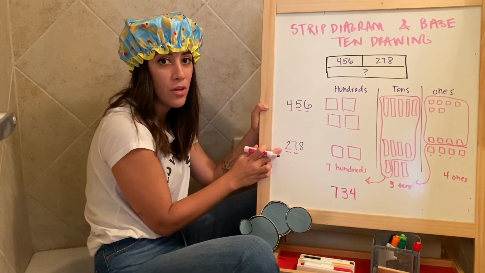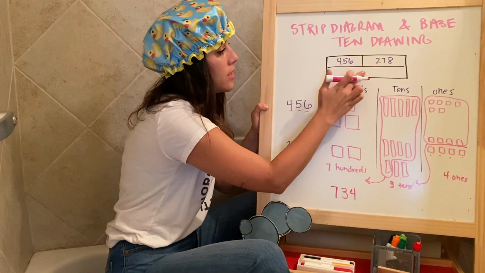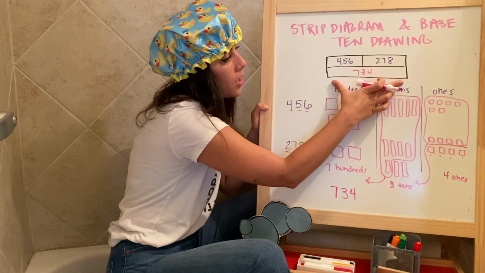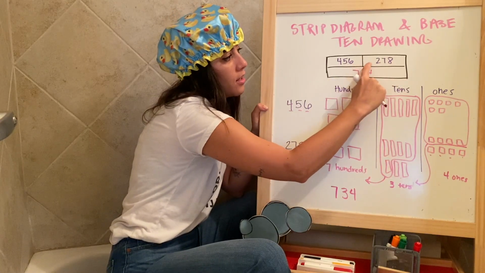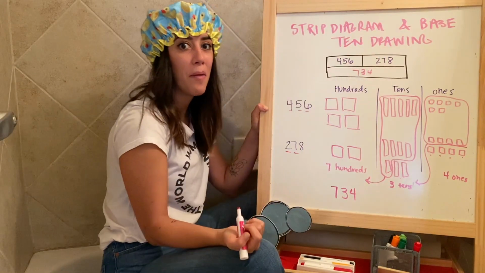456 plus 278 equals 734. So if I were to replace that in my strip diagram, 734 is this whole long block, and these two numbers equal this. So this up top equals the strip on the bottom.